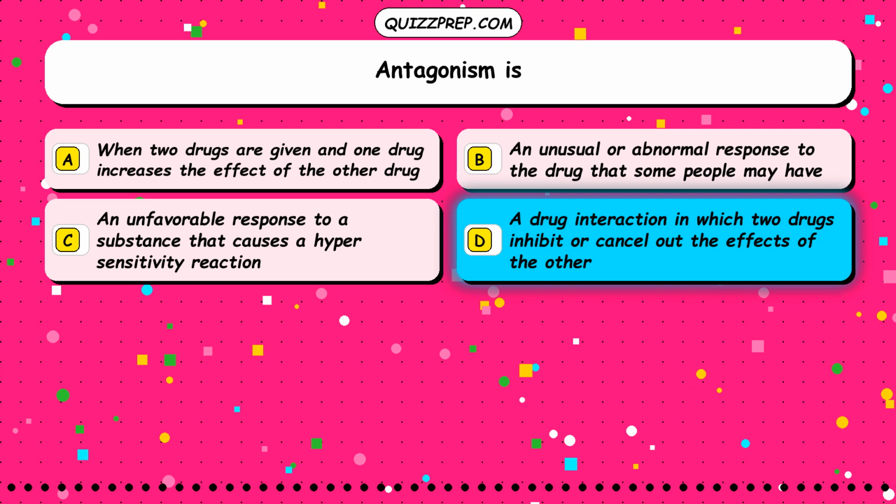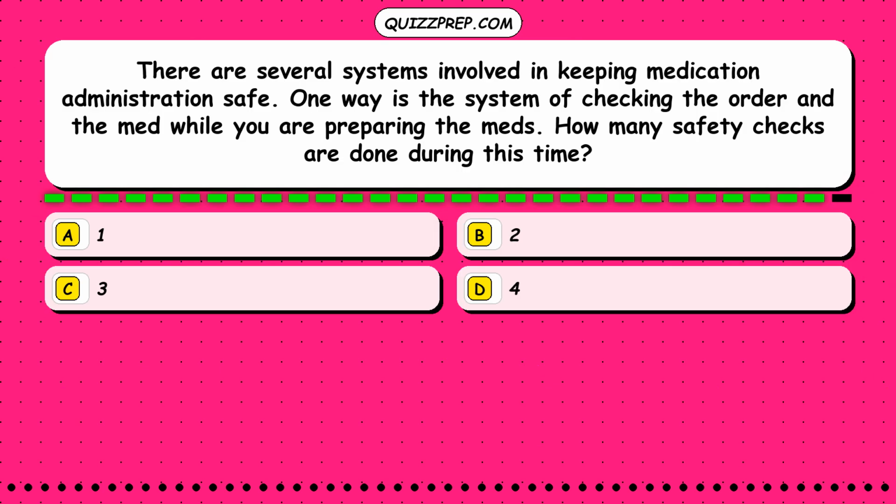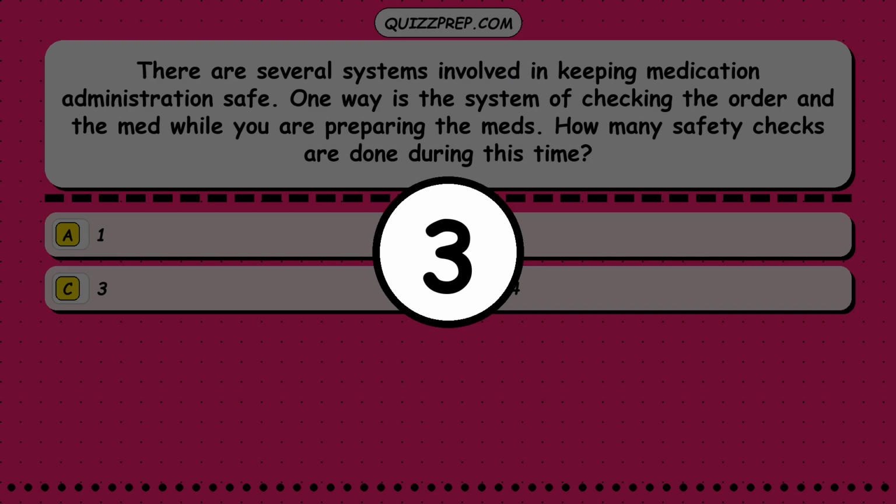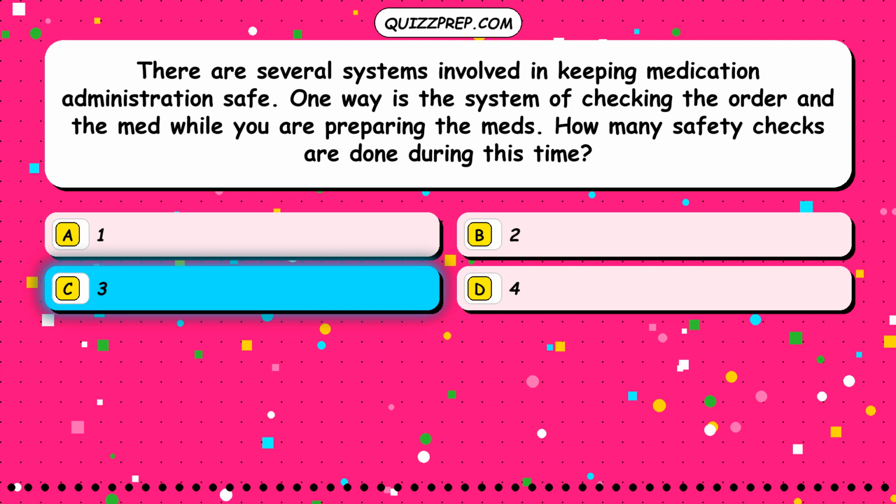The correct answer is option D. A drug interaction in which two drugs inhibit or cancel out the effects of the other. Question 223. There are several systems involved in keeping medication administration safe. One way is the system of checking the order and the med while you are preparing the meds. How many safety checks are done during this time? Option A 1, Option B 2, Option C 3, Option D 4. The correct answer is option C 3.